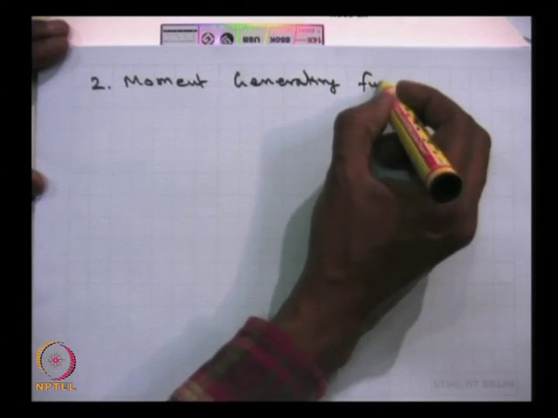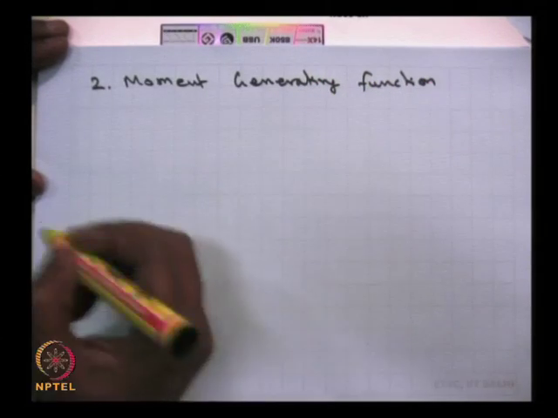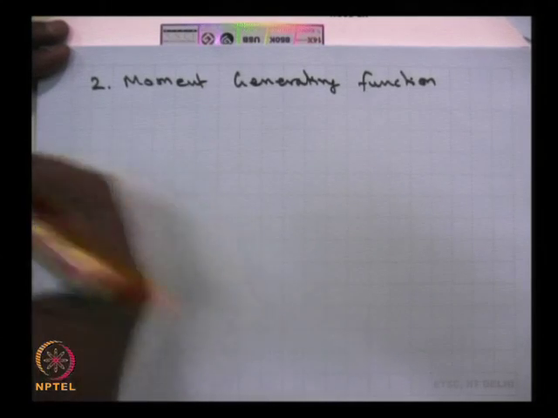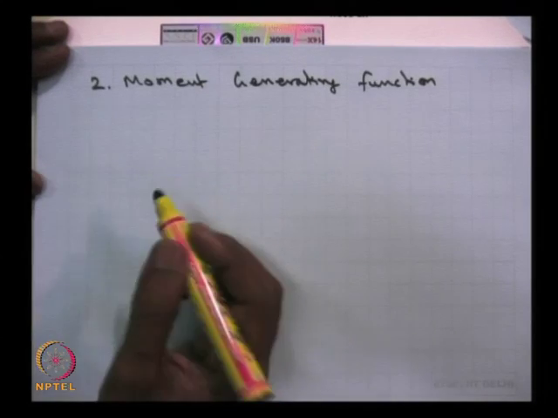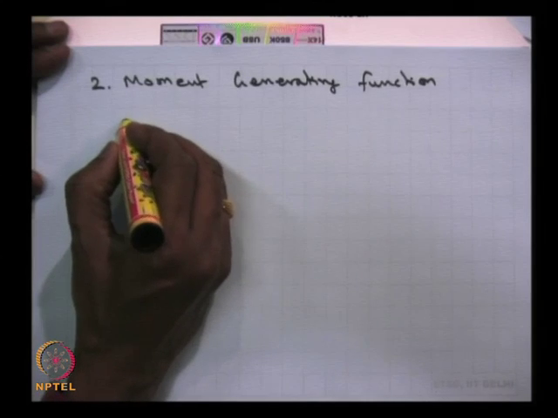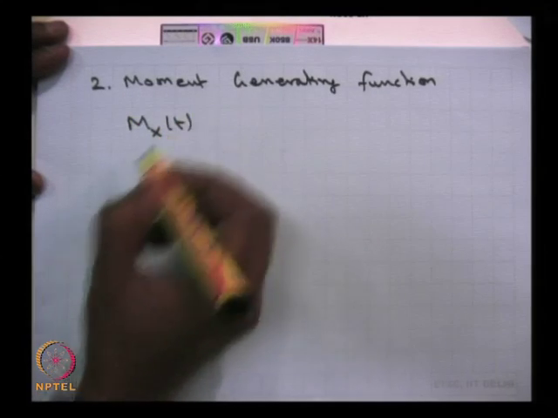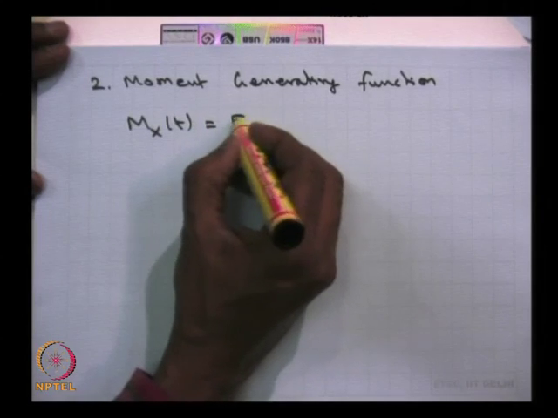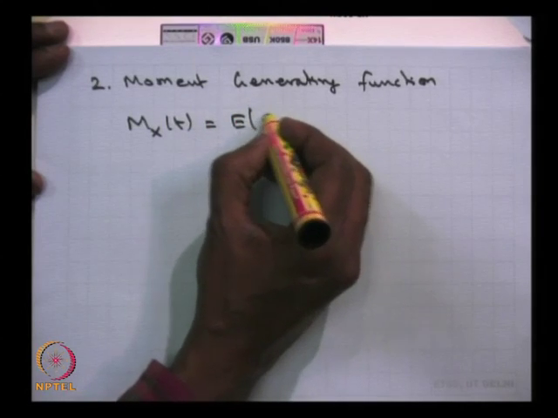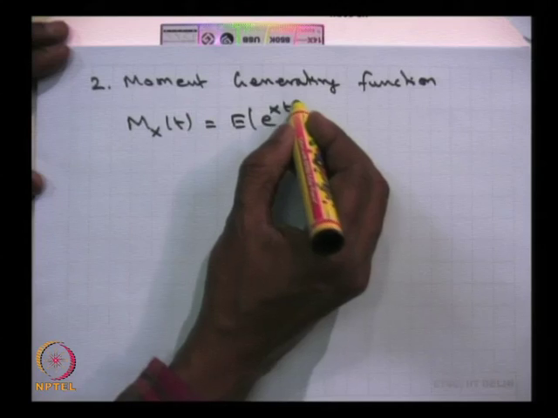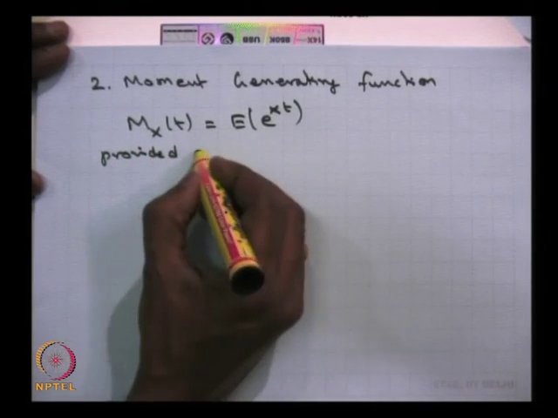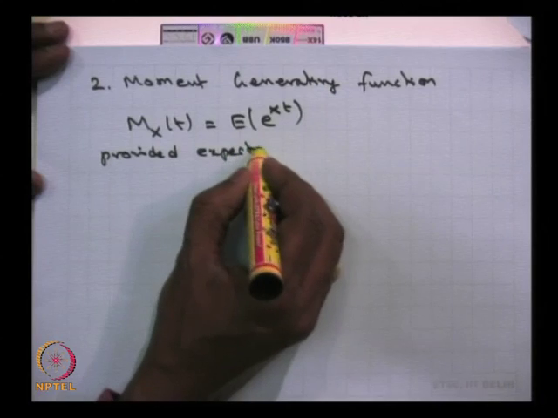The way we use the word moment generating function, it will use the moments of all order n. That means it uses the first order moment, second order moment and the third order moment, and so you can define the moment generating function for the random variable x as a function of t, that is nothing but expectation of e power x times t, provided the expectation exists. That is very important.